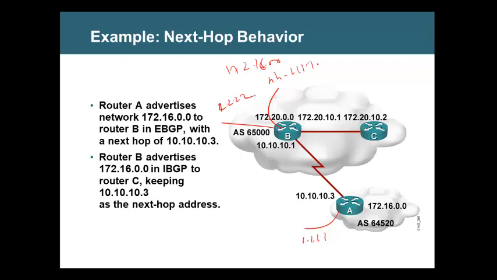Now let us say B and C are forming neighbors using loopback. Now when C receives that 172.16.0.0, what will be the next hop? Tell me. Exactly. Next hop will be 1.1.1.1. But the poor router C, why am I calling it poor? Because it doesn't know where 1.1.1.1 is. Why? Because it is in some other autonomous system.